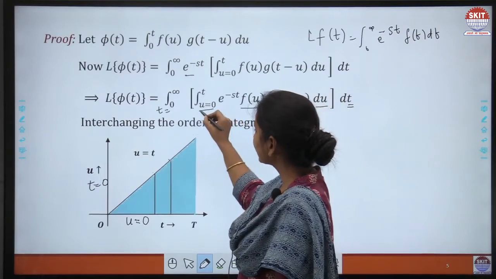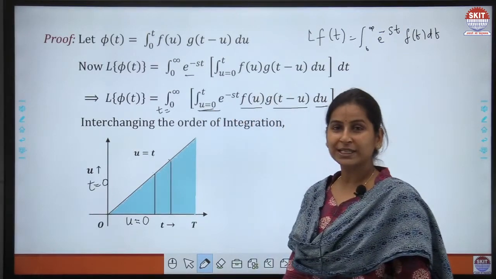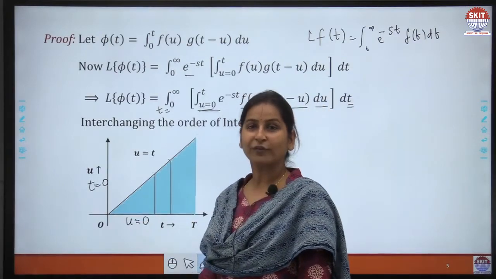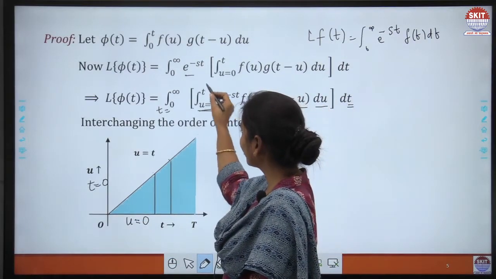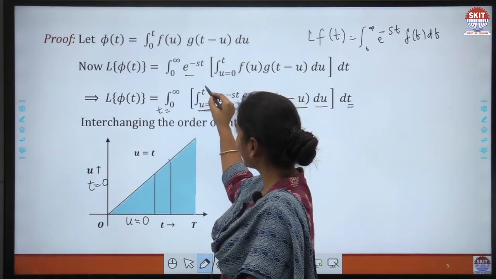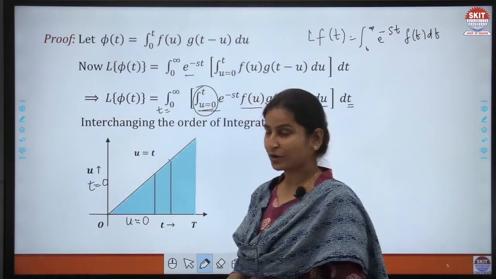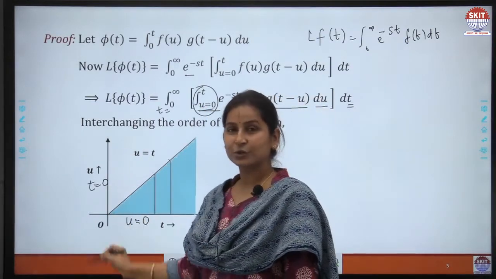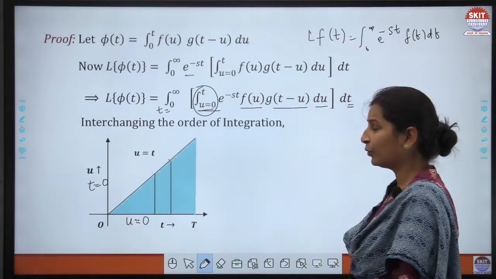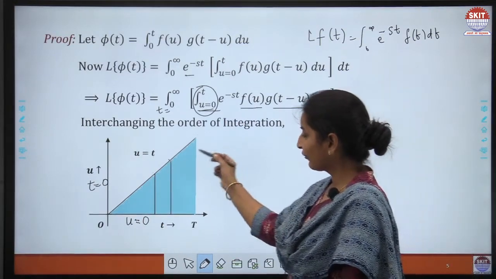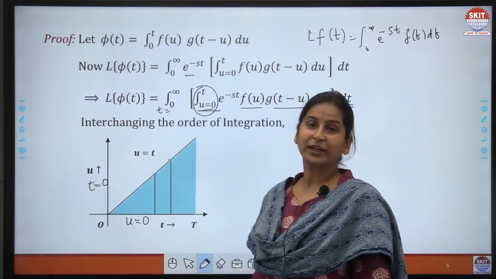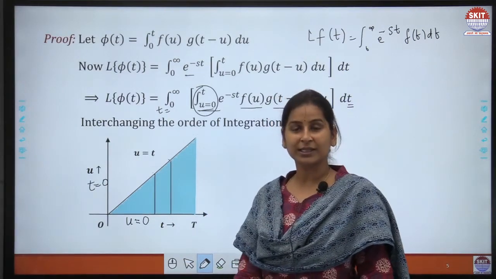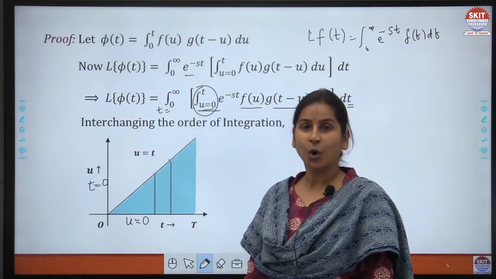After that, since the limits of u, 0 to t, have to be integrated first, this region will consist of a vertical strip, because I have to integrate in the order: u will be integrated first and then I have to integrate t. So the strip will be parallel to the u axis. Now, to change its order, the figure remains the same, the region of integration remains the same, but the orientation of this vertical strip will be converted to a horizontal strip.